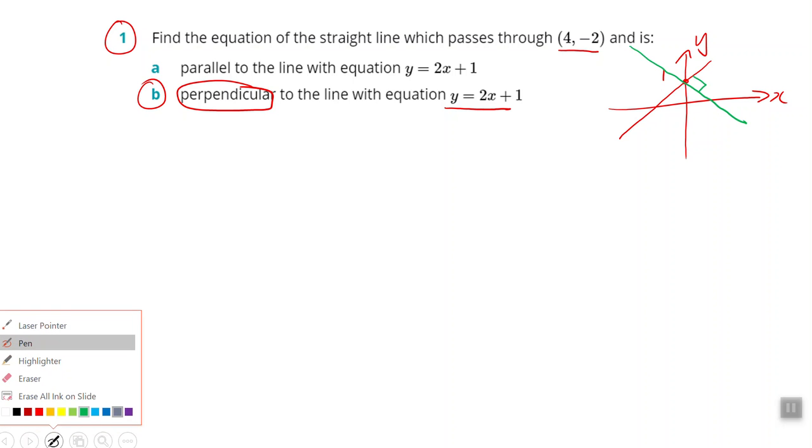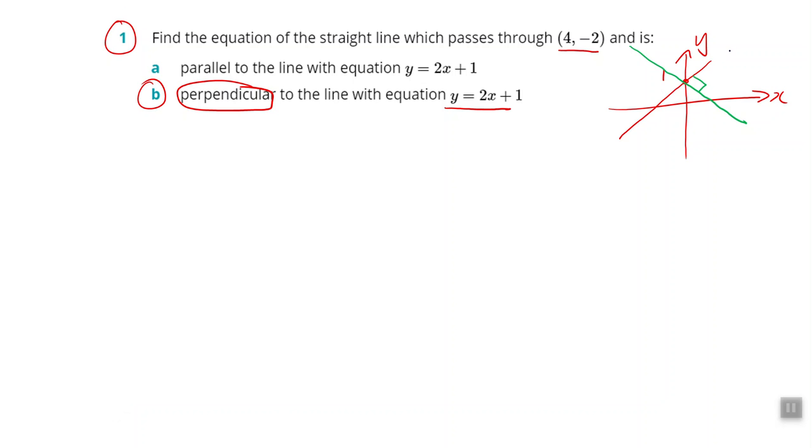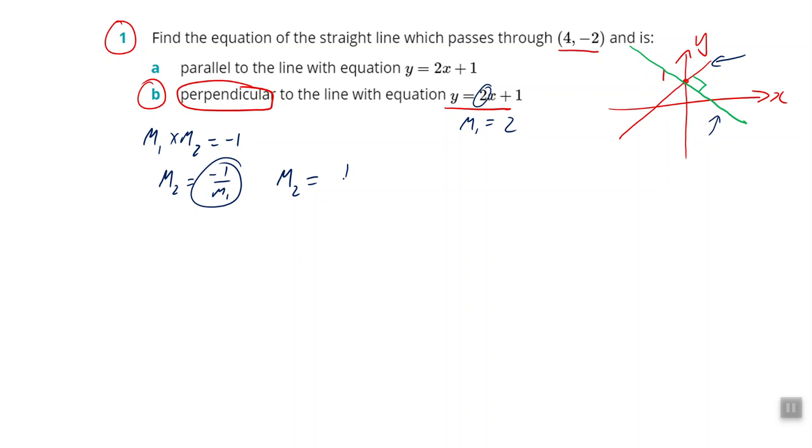So what's the relationship between the gradient of this line and the gradient of that line? Well, I know that the gradients of perpendicular lines, the product of them, so m1 times m2 equals -1. So if I rearrange, m2 would equal -1 divided by m1. The shortcut I can use is that m2 is just the original gradient, because my original gradient's 2. I flip it, so it becomes 1 on 2, and I change the sign. Okay, so this is the gradient of the perpendicular line over here.